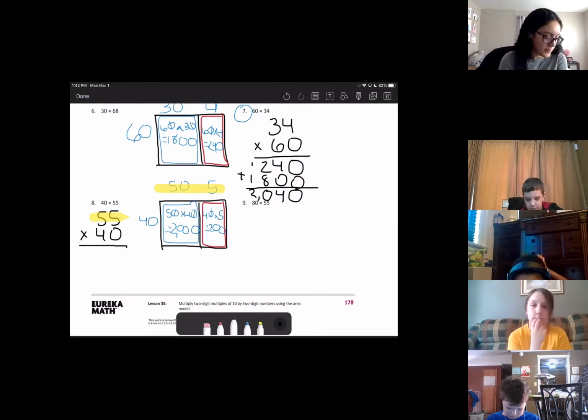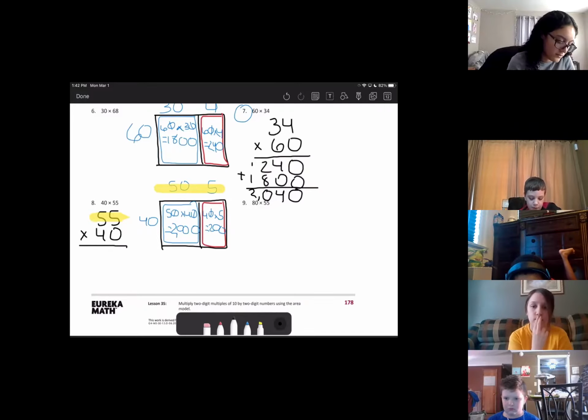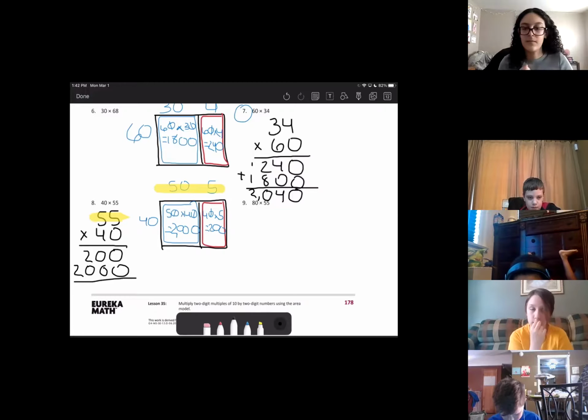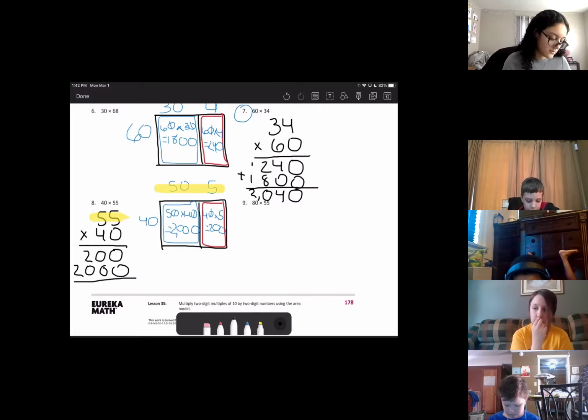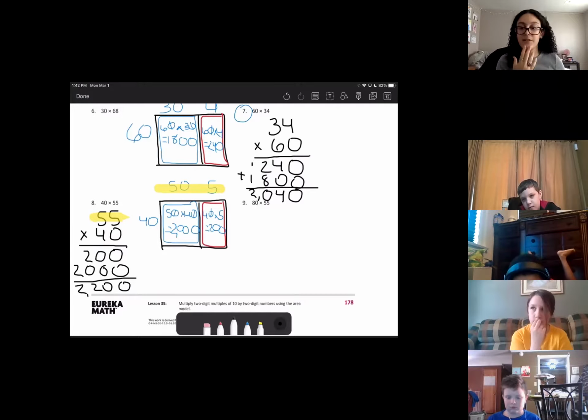So then Jack, what are my partial products that I'm going to write underneath my multiplication problem? 200. Right, so we did 200 first because we worked with our small rectangle first. And then we had 2,000. And then what am I going to do to find my final answer? Add 200 plus 2,000 to get 2,200. Right, I'm going to get 2,200. And that's my final answer.